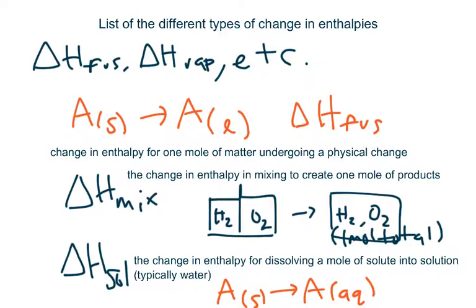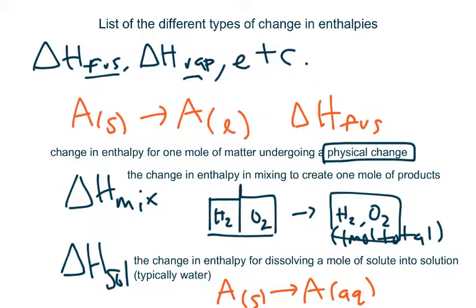Hey everybody, in this video I want to go over the different types of delta H's that you might encounter. These are the most common ones, and by no means do they cover everything, because there are countless types of delta H's. So let's begin. The first type of delta H you might encounter is when things are undergoing a physical change, such as fusion, vaporization, sublimation, and etc.